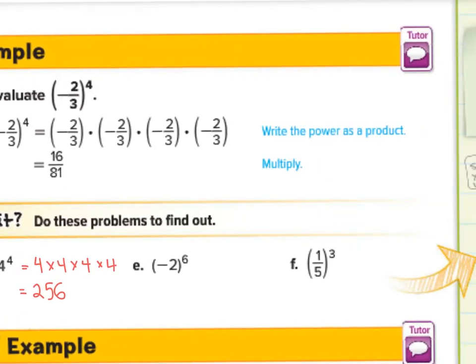E, whoa, 6 times. Remember what I told you? If your base is negative and you have an even exponent, it's going to be a positive answer. If your base is negative but you have an odd exponent, it's going to be a negative answer. So let's try it. We have negative 2 times negative 2 times negative 2 times negative 2 times negative 2, how many is that? 5? One more, times negative 2. So negative 2 to the power of 6 is going to be positive, and it's positive because my exponent is even. You see that? It's going to be positive 64.